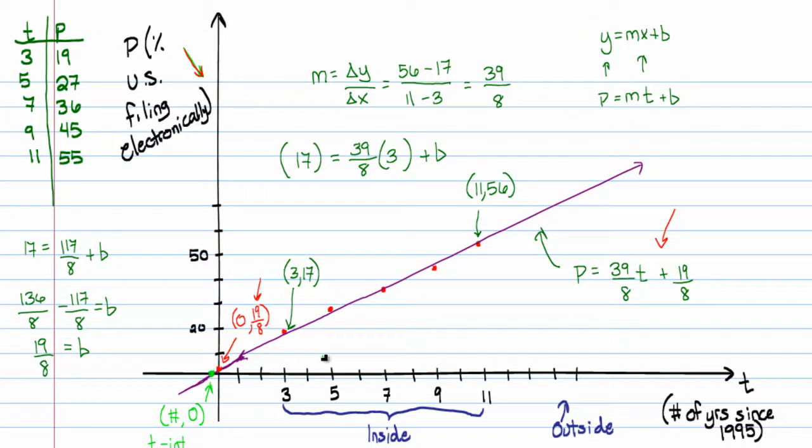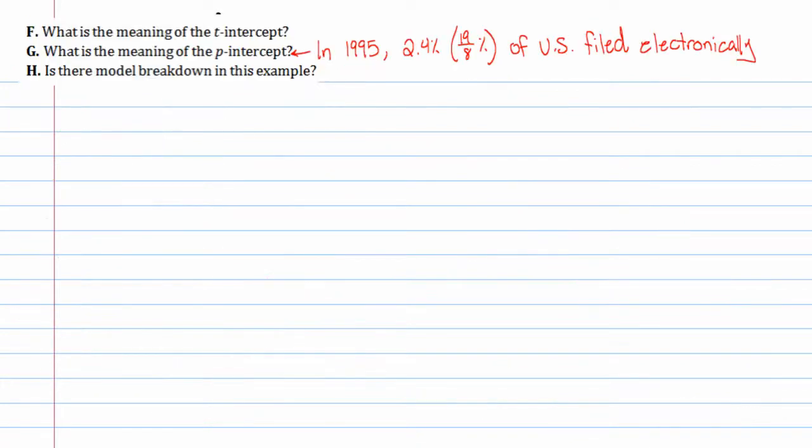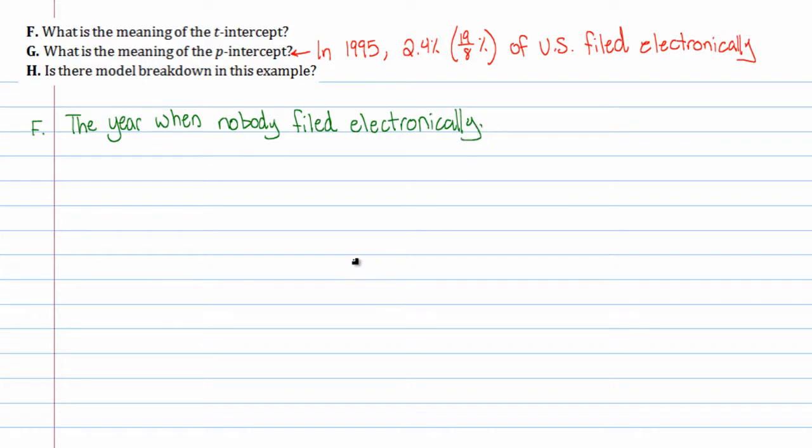So the interpretation of the horizontal intercept, let me just write F here so that we can see it. F, the meaning of the horizontal or the t-intercept, is the year when nobody filed electronically. Now, of course, there's actually a bunch of years where nobody filed electronically, all the years prior to that. But we'll talk about that in a moment. So we have our answer for F, we have our answer for G.